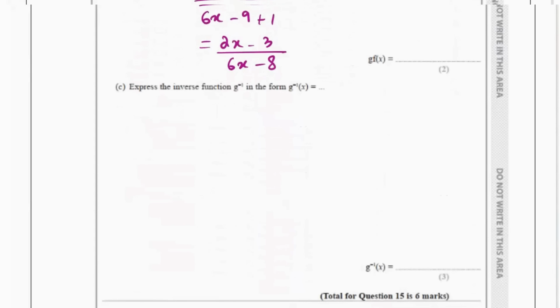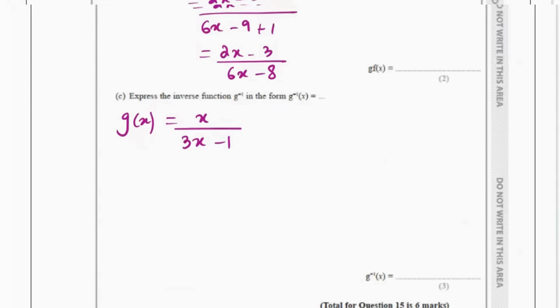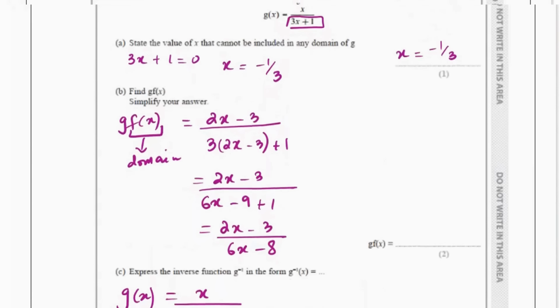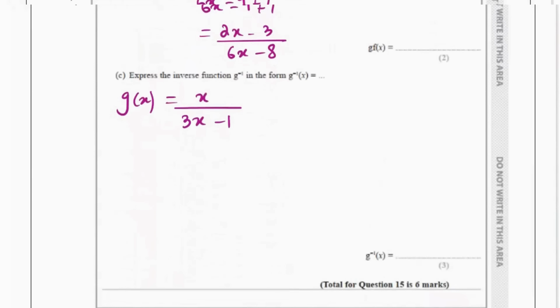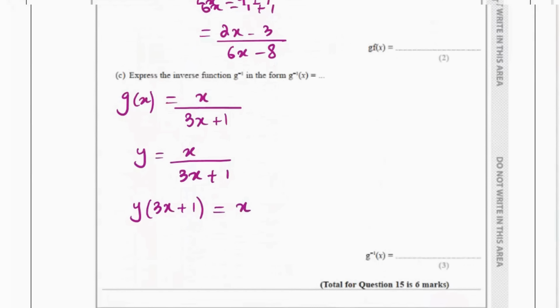Then express the inverse of function g in the form g inverse of x. So g of x is x over 3x plus 1. So y equals x over 3x plus 1. Right now, y is the subject of the equation. We have to make x the subject. So cross multiply. y times 3x plus 1 equals x. Expand the bracket. 3xy plus y equals x.